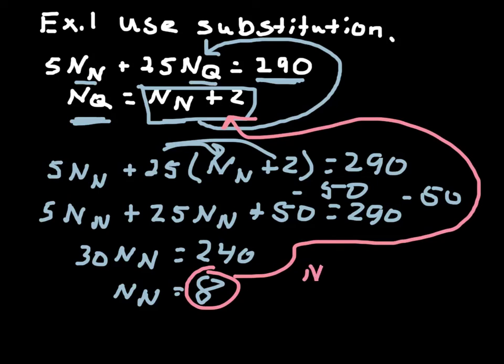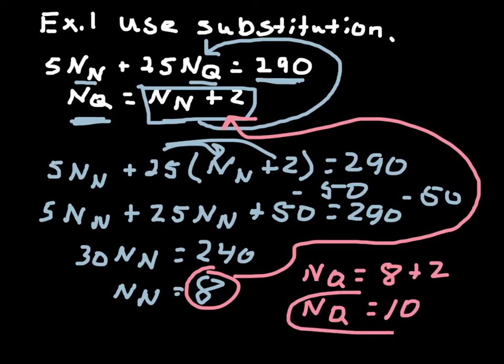So NQ, or the number of quarters I have, is equal to the number of nickels, which is 8, plus 2. So how many quarters do I have? I have 10. And these are pretty easy to check because I should be able to substitute 8 in for this, substitute 10 in for this, and do the multiplication there, and I better end up with 290 cents, and I would. So if I took 5 times 8, which is 40, plus 25 times 10, which is 250, I see that 240 plus 250 gives me 290 cents. And I was able to solve for how many nickels and quarters I have.